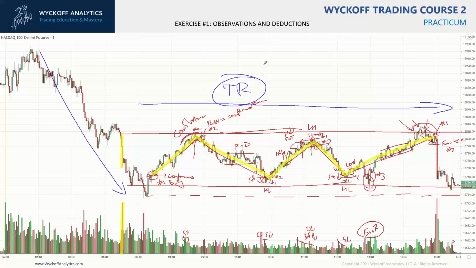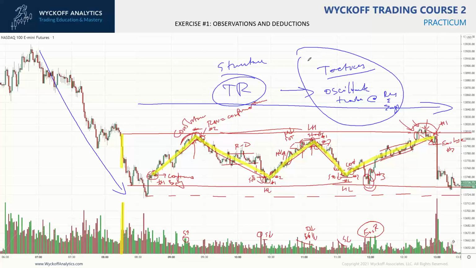We've defined what kind of structure we could have. That's number one. And then we've defined what kind of tactics, trading tactics, that is, we're going to use. So we're going to oscillate our trades at resistance and support. And that's the whole idea.